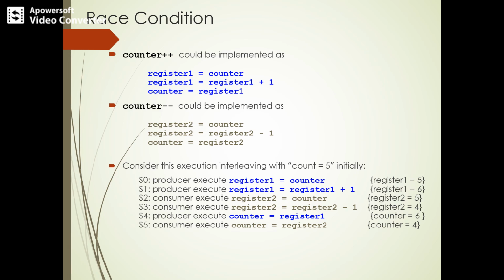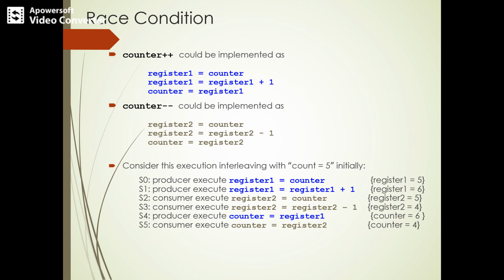Actually we need to get 6 and 4 for the producer and the consumer, right? 6 and 4. But what happens when they interleave? If the counter is 4, it states that there are 4 full buffers. Actually there are 5 full buffers, right? 5 full buffers. And if you reverse the order, we get the counter as 6. These are all incorrect values which we get.